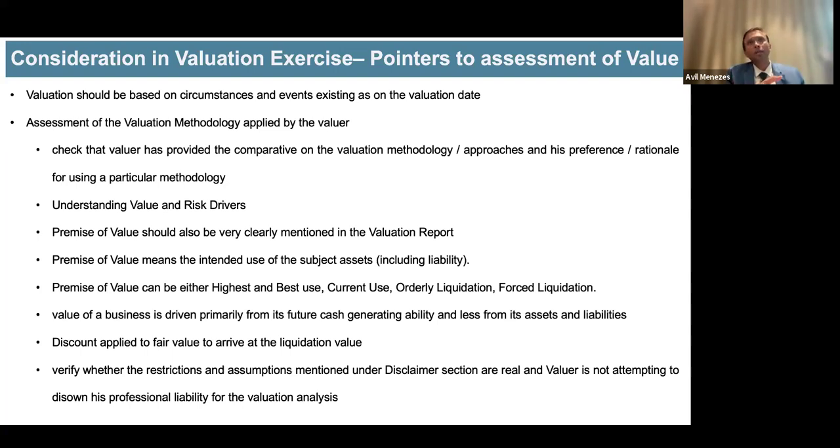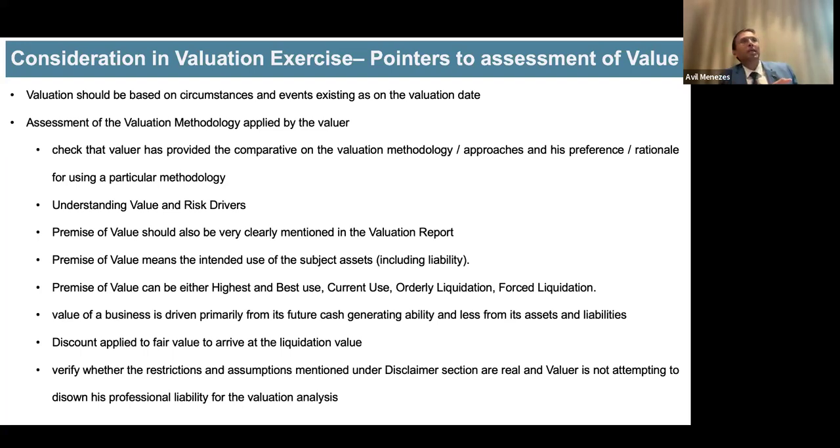In case of liquidation, we've already seen orderly liquidation and forced liquidation. So what sort of assumptions and what sort of discounts have been used by a valuer is what we will have to look at. What is the difference between orderly liquidation and forced liquidation? Orderly liquidation would mean that you have proper time to market the particular asset, and a forced liquidation would mean that you have no choice but to liquidate. If it is a perishable commodity, a commodity which is losing value, or if the assets would deteriorate over a period of time.